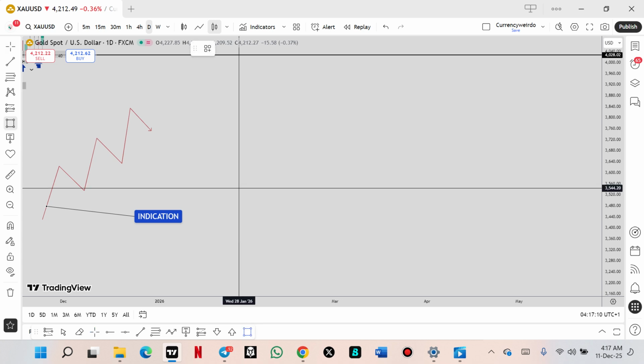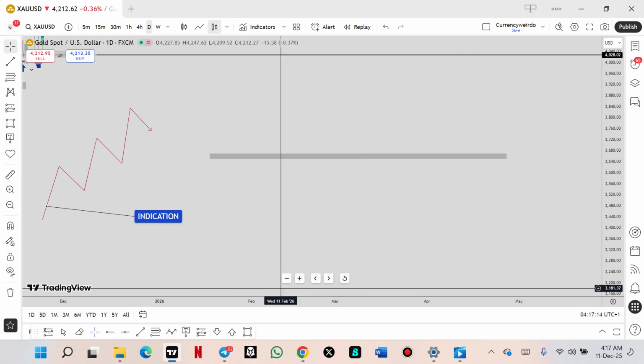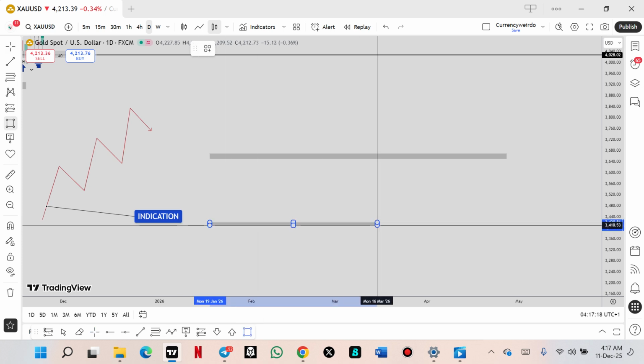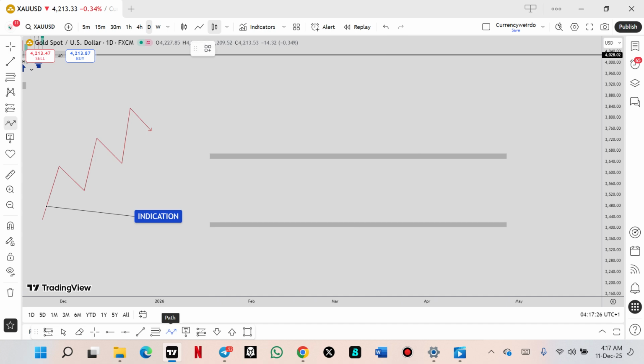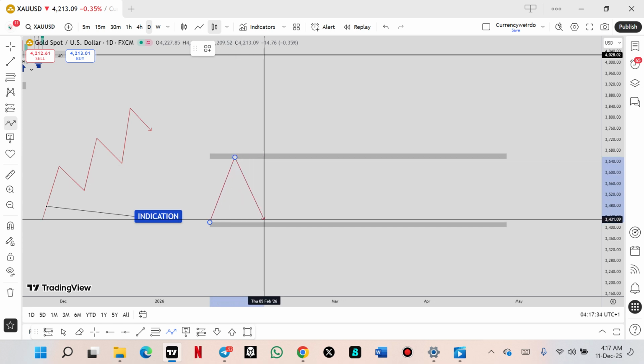Okay, so let me mark this. For example, let me mark this as a resistance, or I generally call it PRZ. PRZ means price reversal zones. I don't like using this whole support and resistance terminology. It sounds archaic or overused. People misuse that word a lot. So let's mark this area.